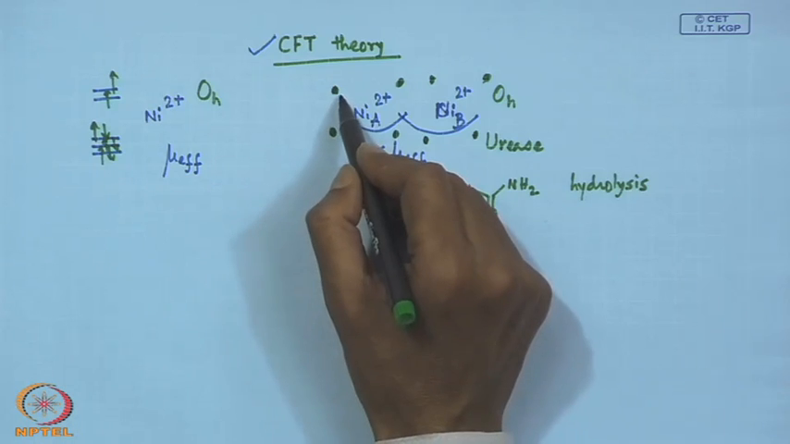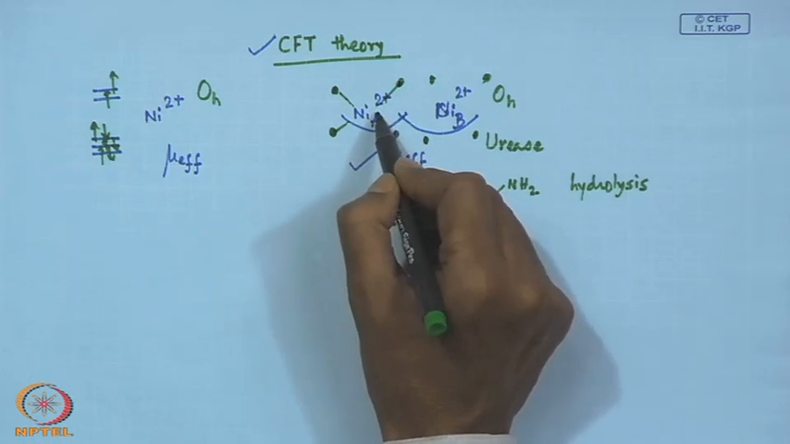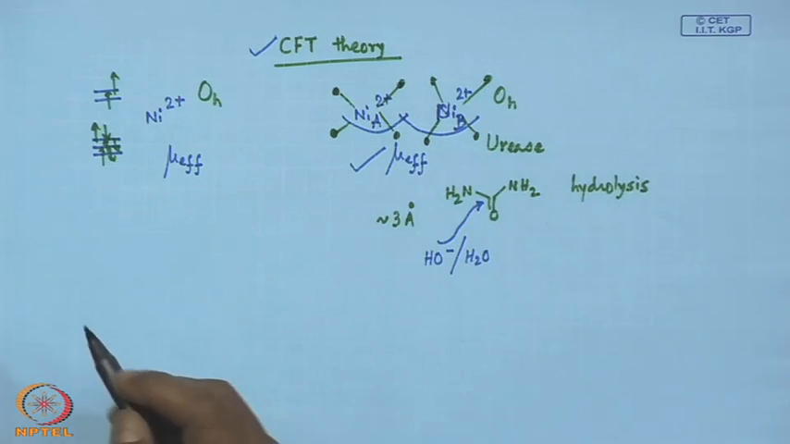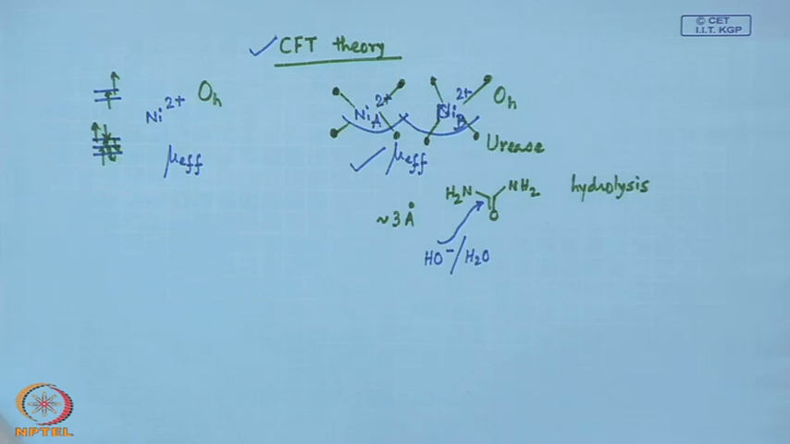So, we are not saying anything about the nature of the bonding with this nickel center for the different ligand donor atoms. Crystal field theory only takes these ligands as point charges or dipoles, and does not take into account the overlap of the ligand and the metal orbitals. So, this is basically the limitation of the crystal field theory, where we are not considering any kind of overlap of ligand and metal orbitals.